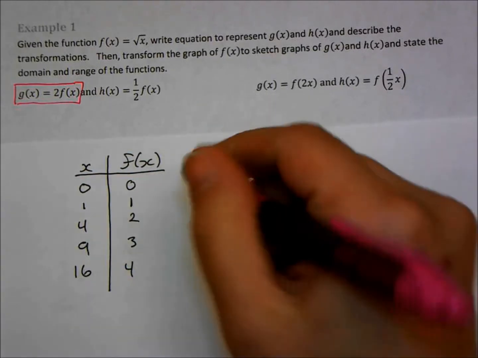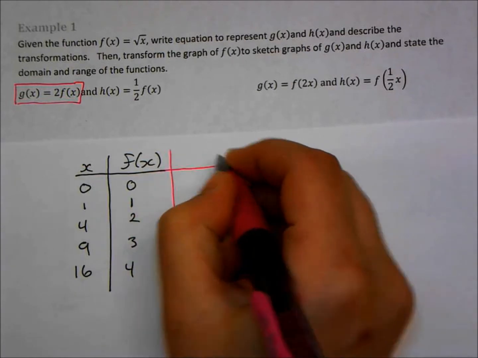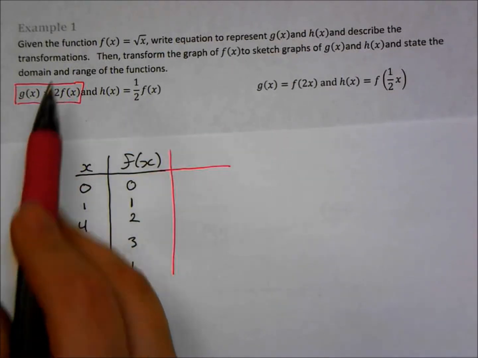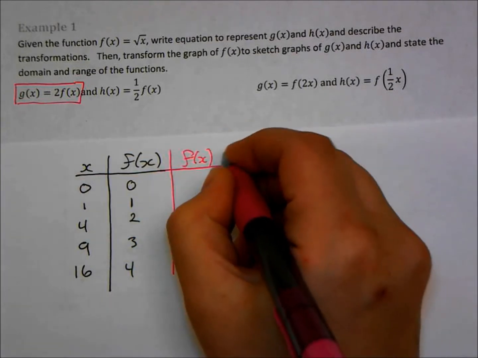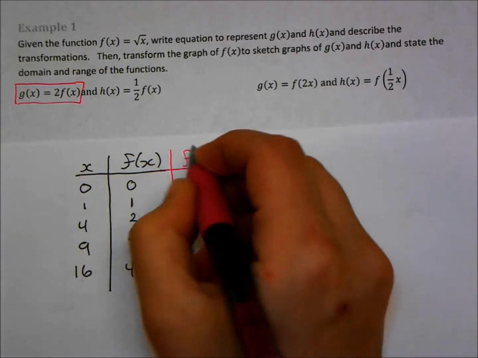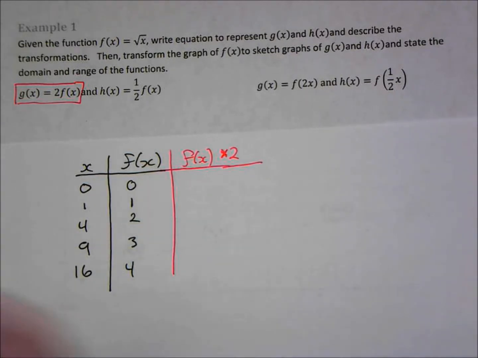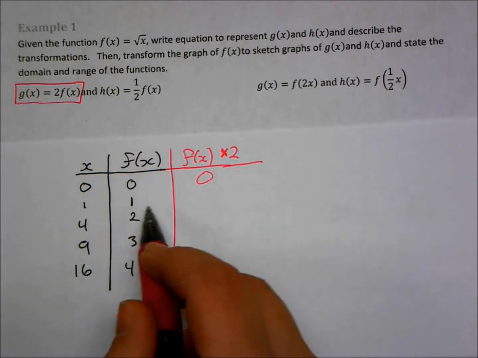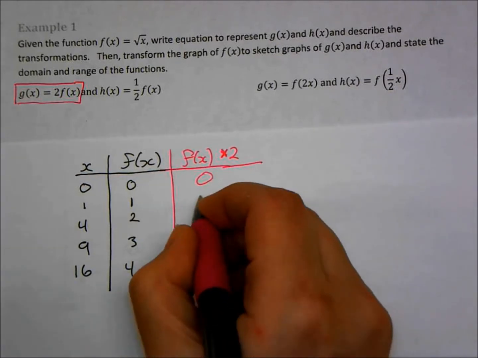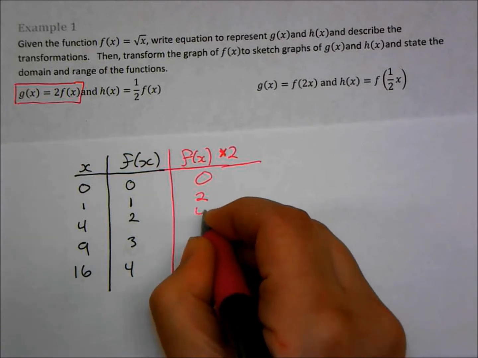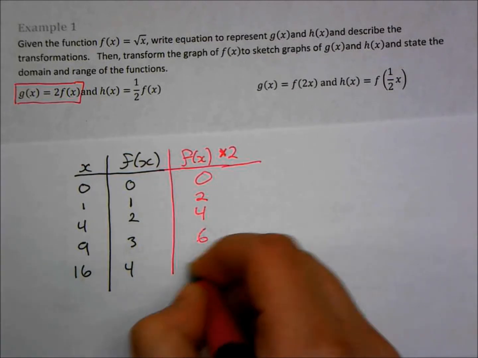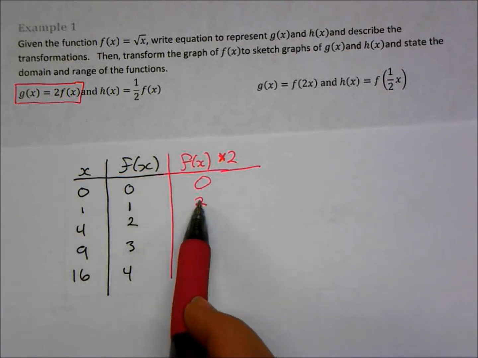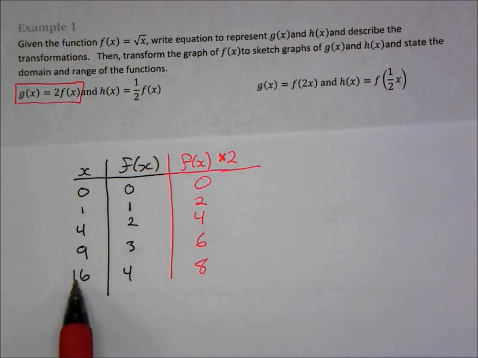What is our new function? Our new function is every y coordinate, and we're going to multiply it by 2. So it's going to be f of x, and we're going to multiply by 2. So we take our f of x: 0 times 2 is still 0. 1 times 2 is 2. 2 times 2 is 4. 3 times 2 is 6. 4 doubled is 8. So now these are our coordinates: 0, 0, 1, 2, 4, 4, 9, 6, and 16, 8.